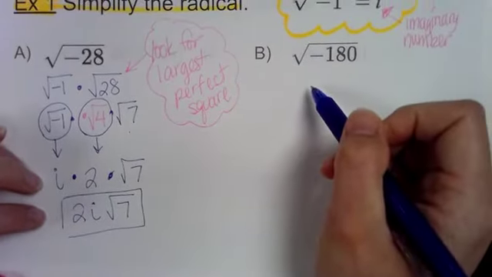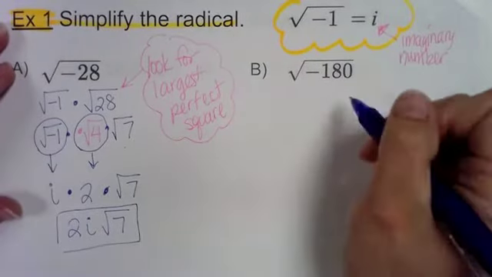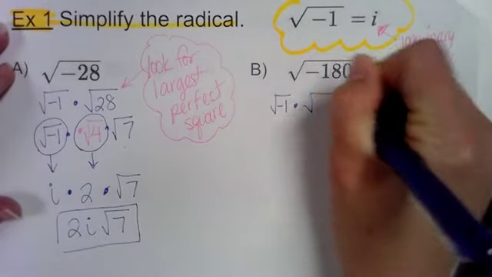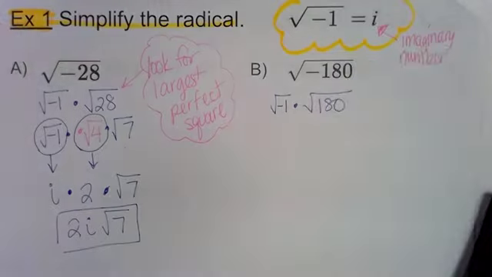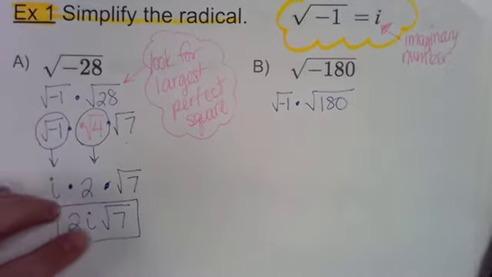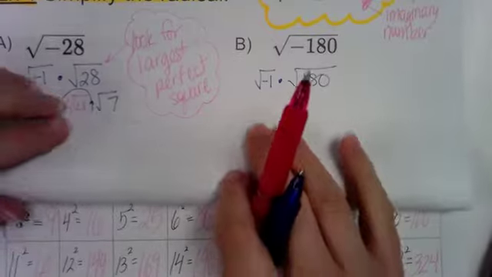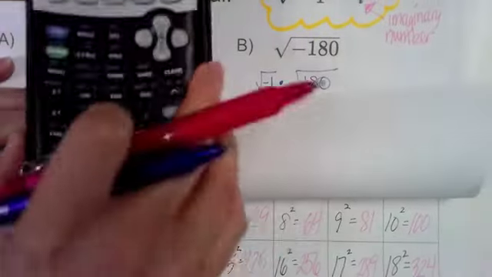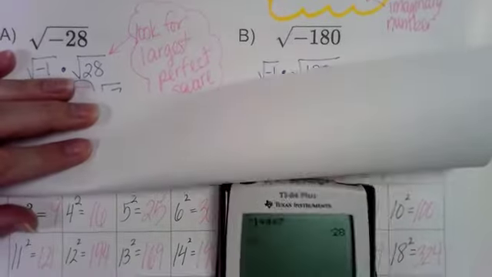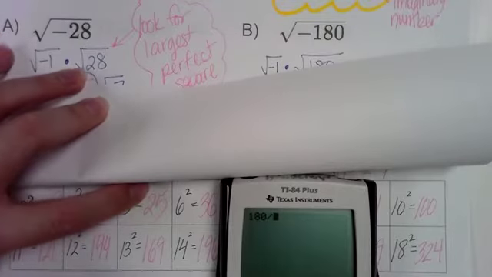This one's obviously bigger. First thing I'm going to do is pull off this -1. Square root of -1 times the square root of 180. Well, 180 is a pretty big number. And again, my job is to look for the largest perfect square that divides evenly. So I'm going to flip back to my perfect squares here. And you can use your trusty rusty calculator. It's totally fine. Let's see. 180. Is it divisible by 25? No, that's not. I know it's not.